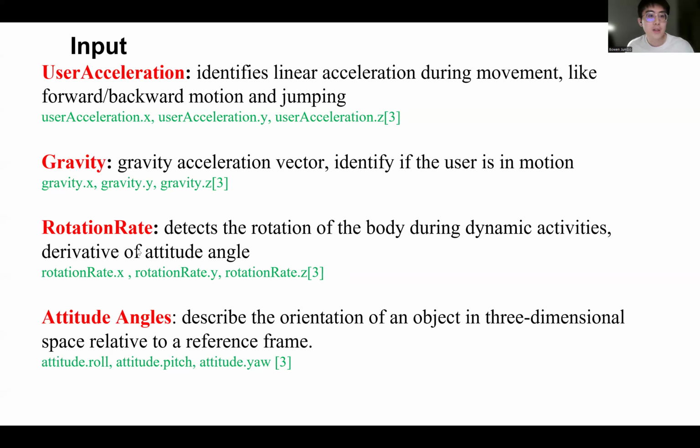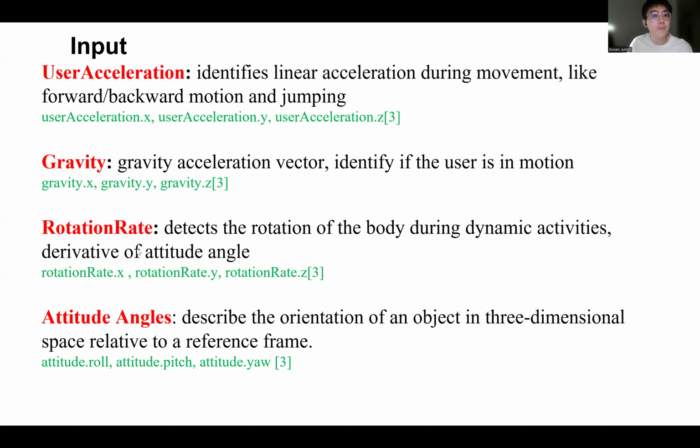User acceleration is linear acceleration during movement. Gravity is the gravity acting on the human. The rotation rate is the rotation of the body during dynamic activities, and the attitude angle is the orientation of an object in 3 dimensions. The input is 12 features, because each of them has x, y, z 3 dimensions.